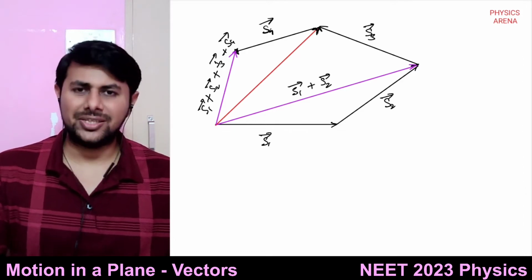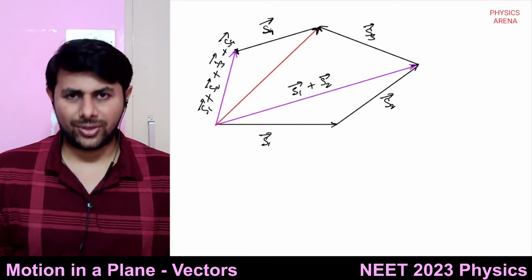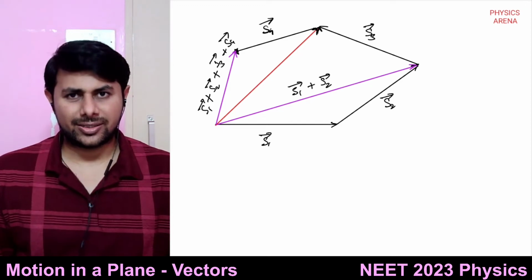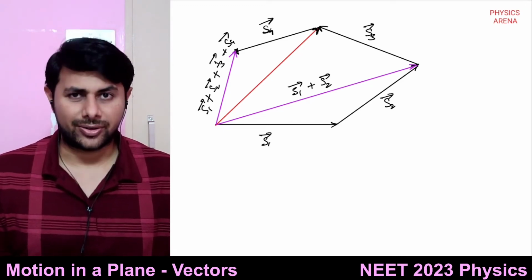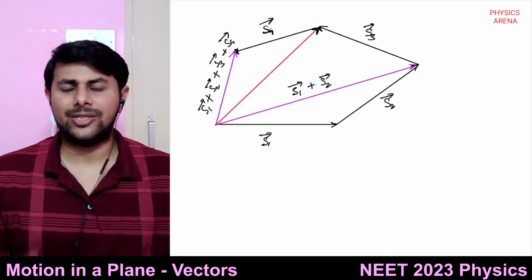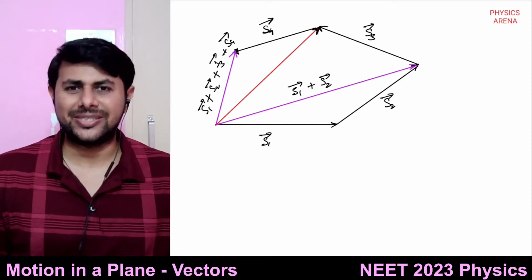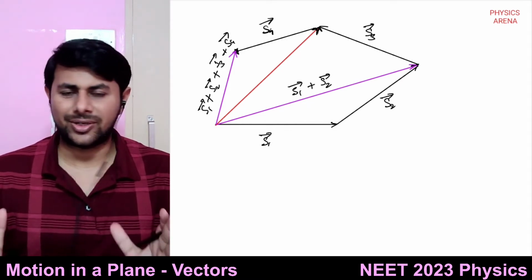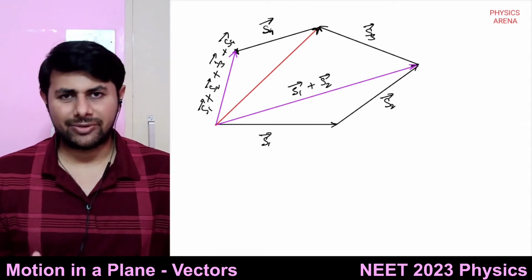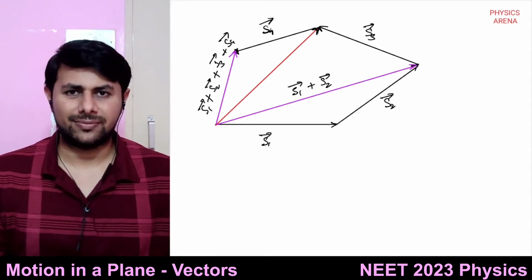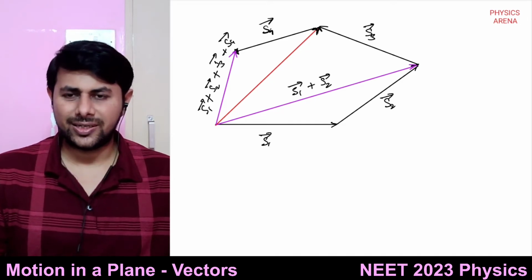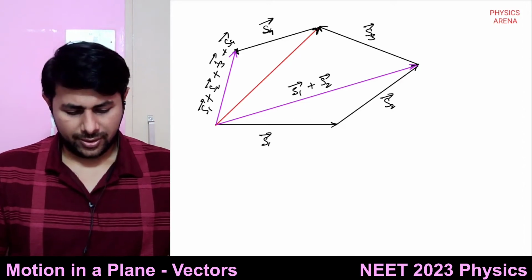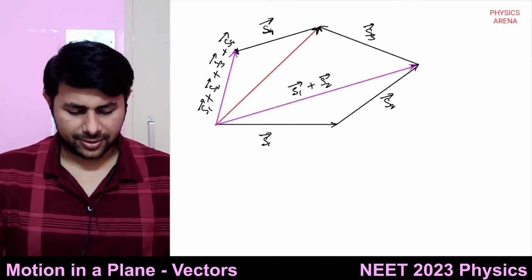In general, we can say there is a polygon law of vectors addition, and it goes like this. If n minus 1 vectors are represented by n minus 1 sides of an n-sided polygon, then the resultant will be represented by the remaining side of that n-sided polygon, starting at the start point of the first vector, ending at the end point of the last vector. So is polygon law clear? Yes, sir. All right. So this is the polygon law of vectors addition.